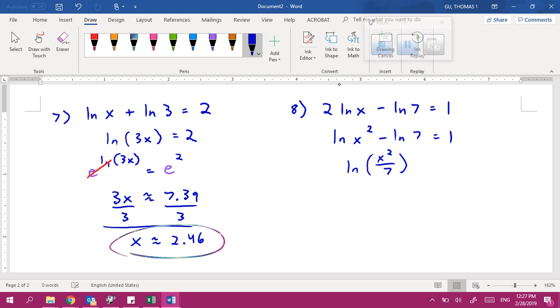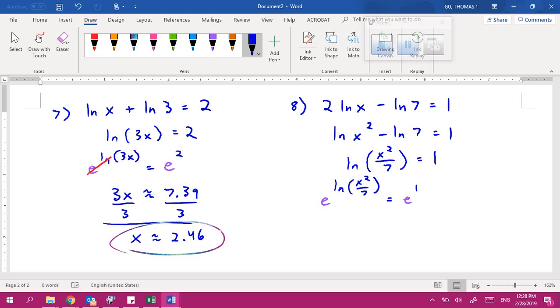That's correct. Equals 1. All right, so now from here, what do we want to cancel out? ln, how do we cancel that out? With the e, right? Use the base of e. What's going to be on the right side? E to the first, right? All right, so e raised to the ln is going to cancel.